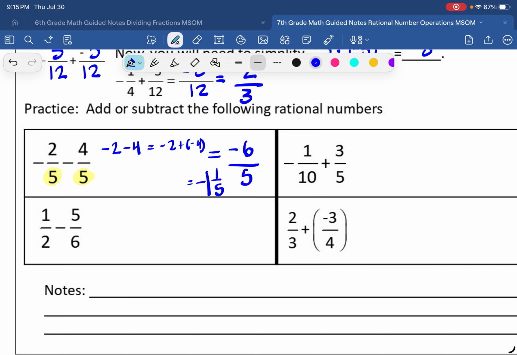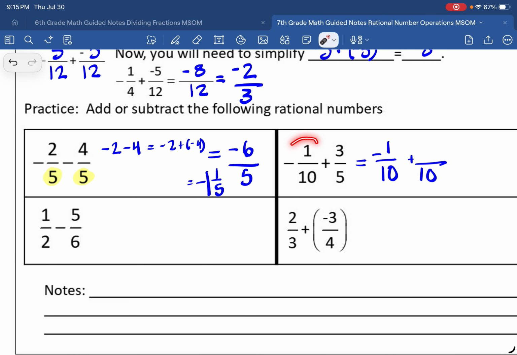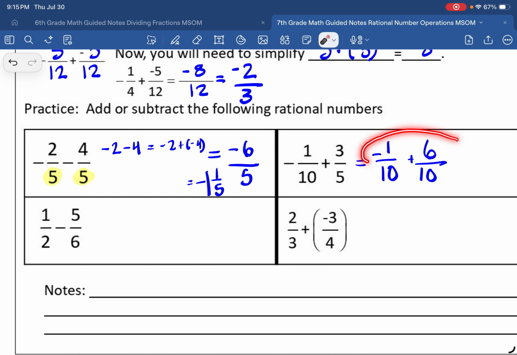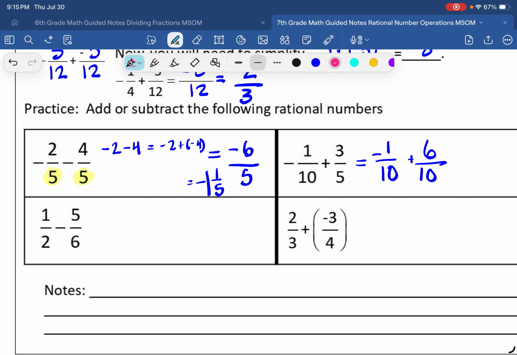-1/10 plus 3/5. My denominators are not equal. The least common multiple between 10 and 5 is 10. My first fraction already has a denominator of 10. My second fraction, I need to multiply by 2. So 5 times 2 is 10, and 3 times 2 is 6. So now I need to simplify my numerators. Negative 1 plus 6 is 5 tenths. 5 tenths simplified will equal 1/2.